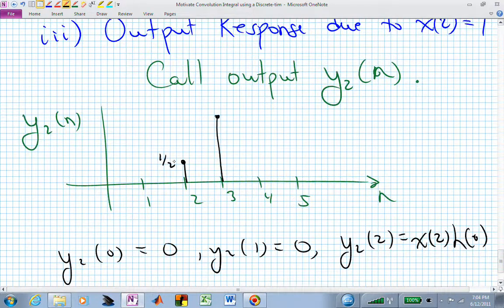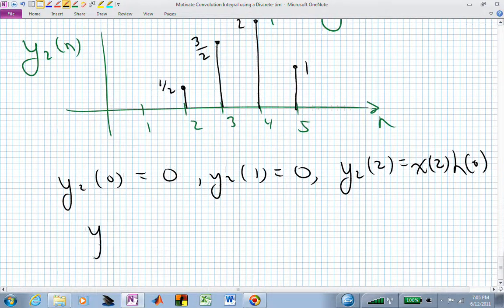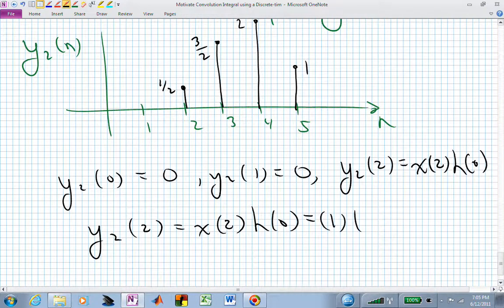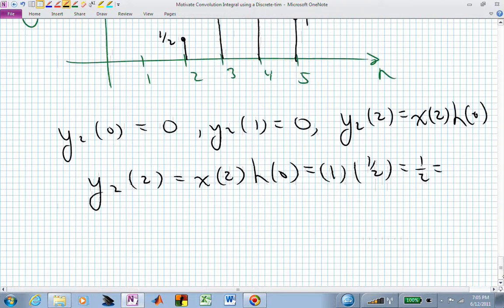3/2, 2, and 1 at time 2, 3, 4, and 5 respectively. What we're doing then is we see that y sub 2 of 2 is x of 2, h of 0, which is 1 times 1/2, or 1/2.